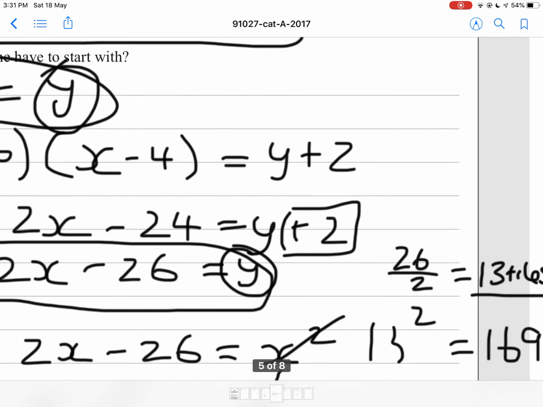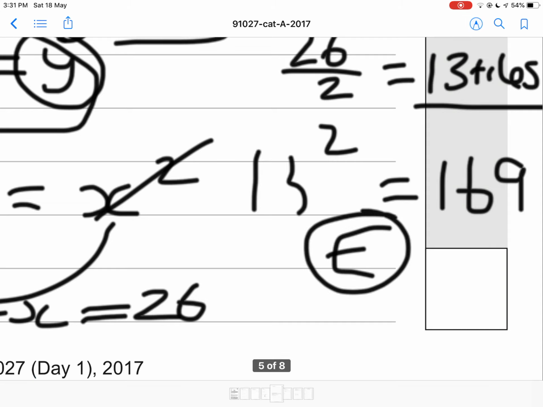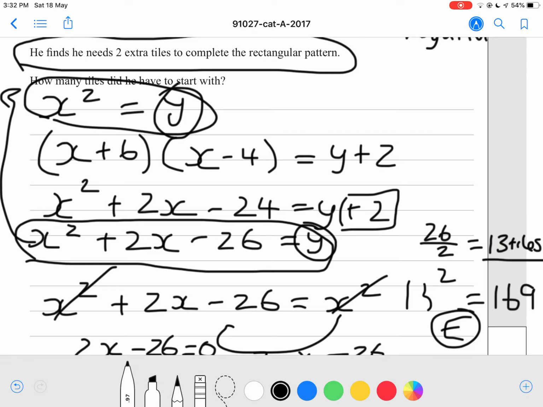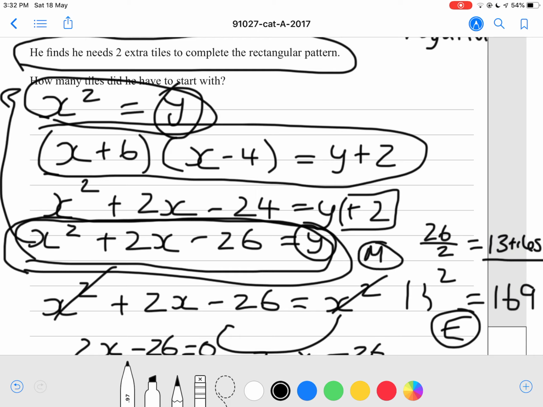So getting all the way here with the correct working and finding out that there's 169 tiles to begin with, you'll get an excellence grade. To get a merit grade, you're looking at setting up an equation and simplifying the equation. So basically, you're looking at setting up this equation, and then you're solving this equation here. So that will get you a merit grade. And to get an achieved, you only have to do one of them. So if you just do setting up the equation, you'll get an achieved. Basically, that's what it's saying.